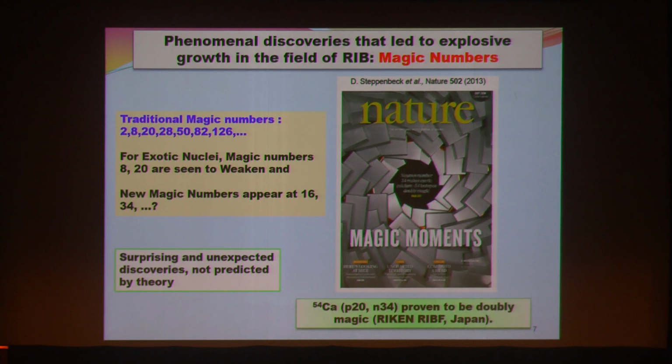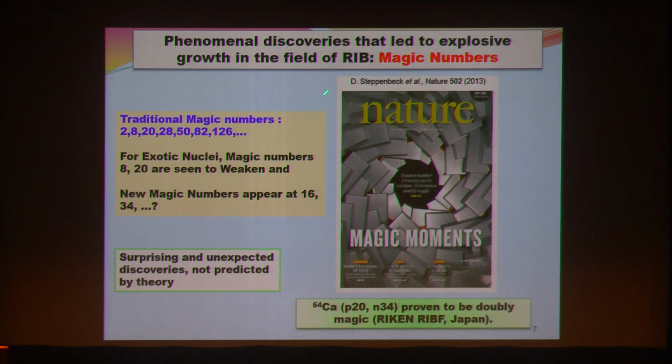Then the other thing is the magic numbers. It is well known, we studied in our courses, that we have the numbers 2, 8, 20, 28, 50, 82 and 126. If the neutron number or proton number corresponds to one of these numbers, then the nuclei are found to be much more stable. But when you go away from the stability line, these numbers like 8 and 20 seem to weaken and are not magic numbers anymore, whereas numbers like 16 and 34 appear to show more magicity.